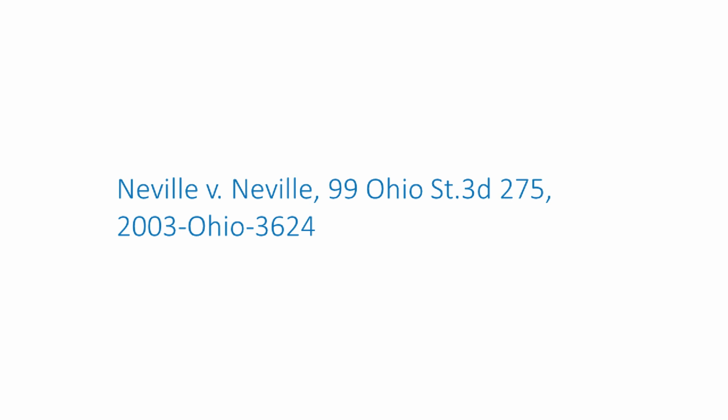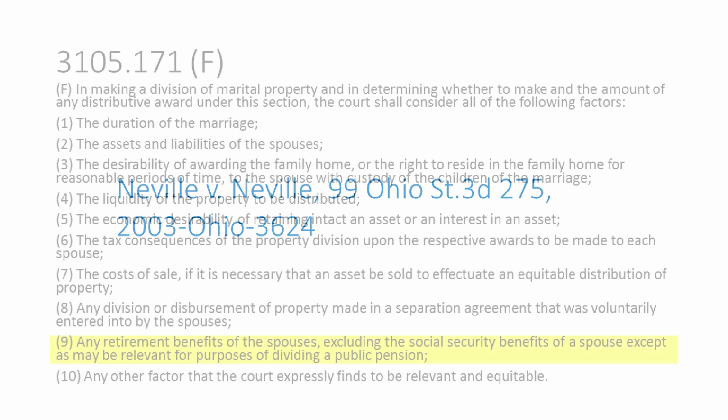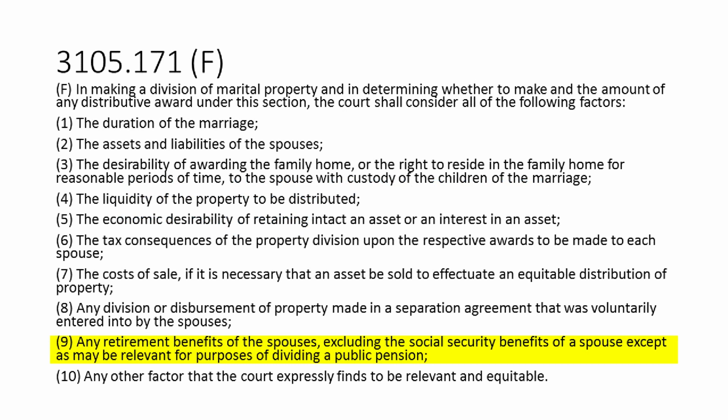So the court still saw the issue of equity in Neville, but the legislature said we want to simplify it. So they passed House Bill 395, which basically brought into 3105.171, the equitable distribution statute, section F1 and F9 especially. Let me just read F1. In F, the header is, in making a division of marital property and in determining whether to make and the amount of any distributive award under this section, the court shall consider all the following factors.